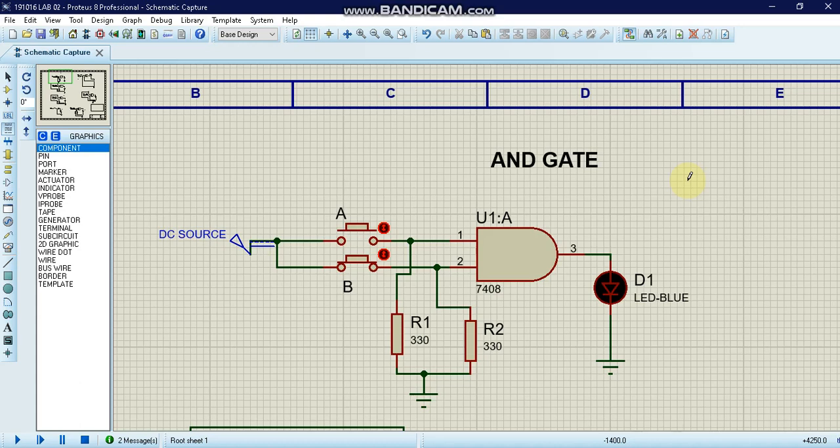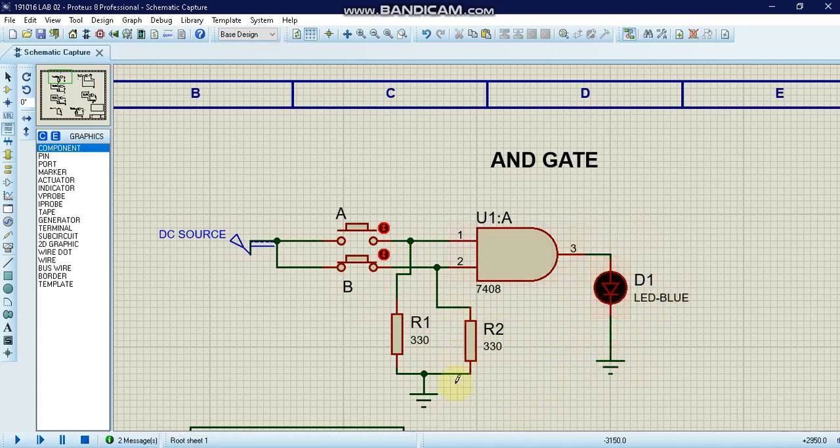Now let's start. First we should discuss the AND gate. This is an AND gate. The library part of the AND gate inside the Proteus software is 7408, and these are our two inputs, named A and B. This is our DC voltage source, through which we can give our input voltage. These are two resistors attached to the two inputs, and an LED is attached as the output, which is grounded.